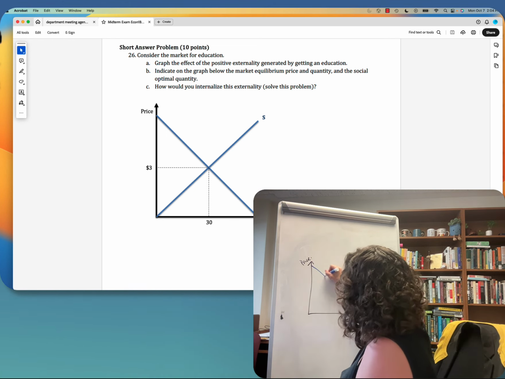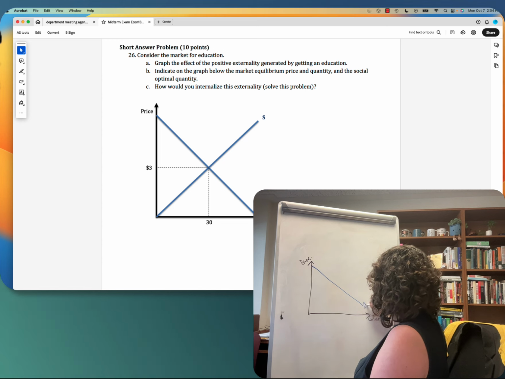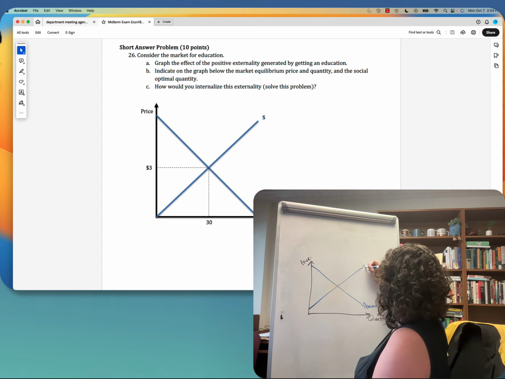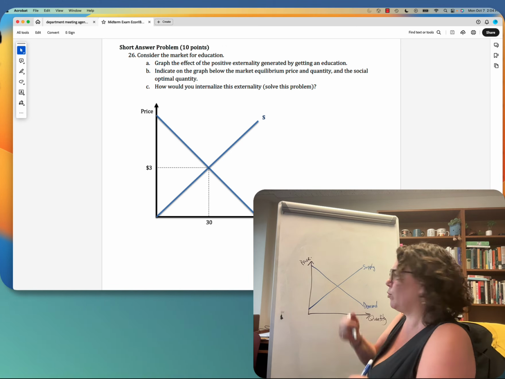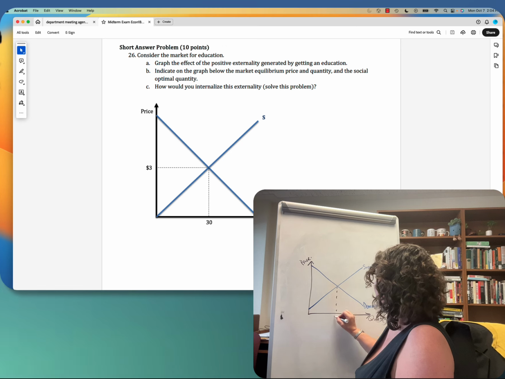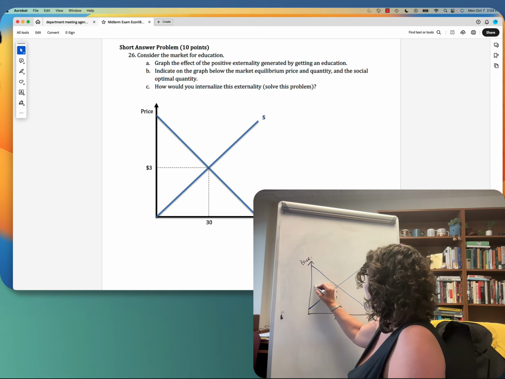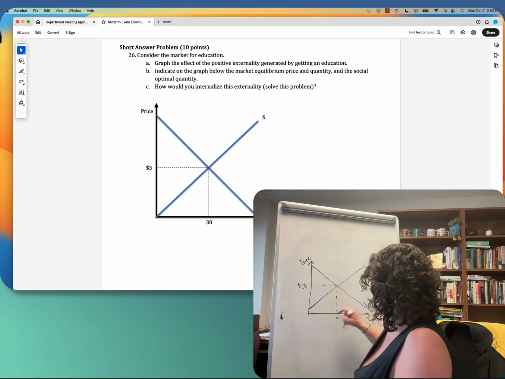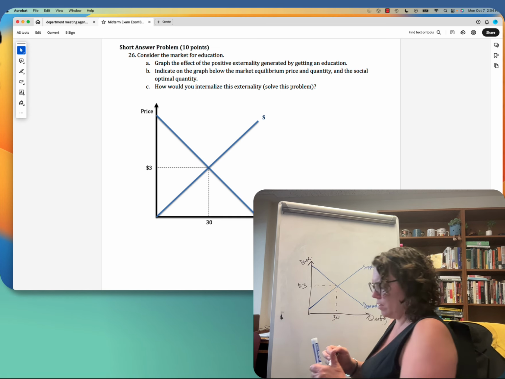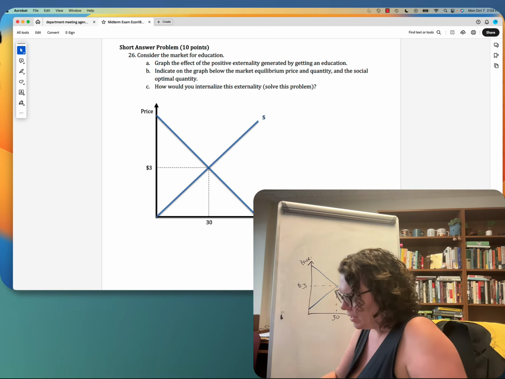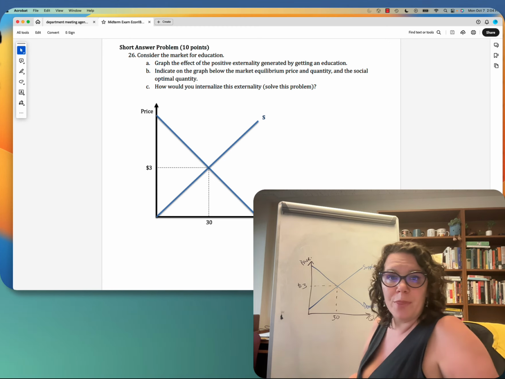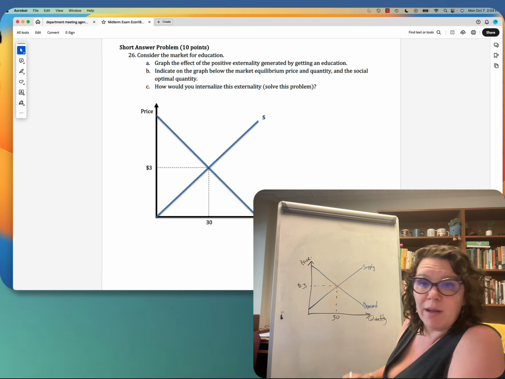And we've got some downward sloping demand curve and upward sloping supply curve, right? And we've got an equilibrium, and that's kind of all the information you're given. And what you want to remember with these is that in equilibrium, demand and supply represent the private costs and benefits of buying a good.